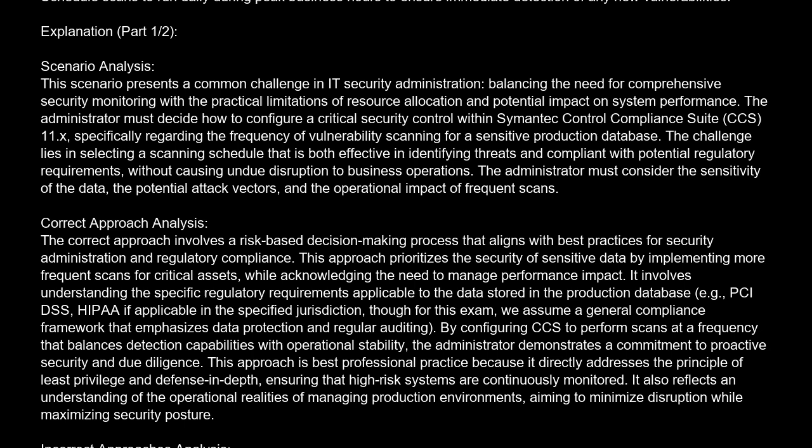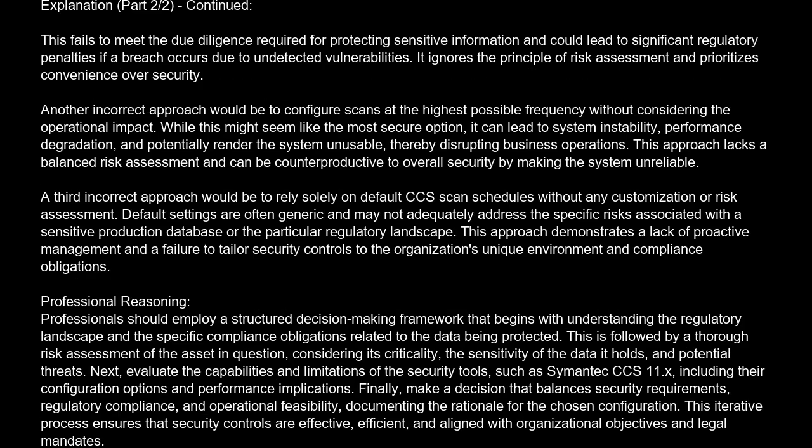Incorrect approaches analysis. One incorrect approach would be to configure scans at the lowest possible frequency to minimize performance impact, regardless of the data's sensitivity or regulatory mandates. This fails to meet the due diligence required for protecting sensitive information and could lead to significant regulatory penalties if a breach occurs due to undetected vulnerabilities. It ignores the principle of risk assessment and prioritizes convenience over security. Another incorrect approach would be to configure scans at the highest possible frequency without considering the operational impact.